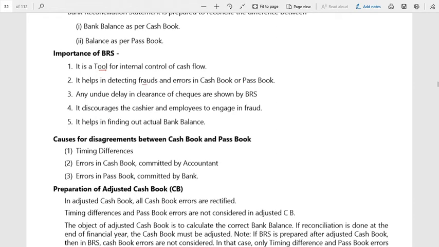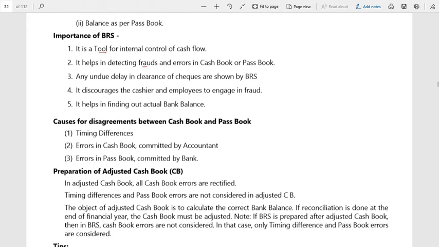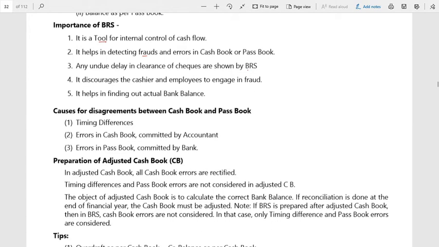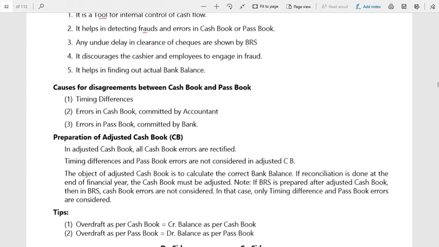It helps to detect frauds and errors at the cash book and passbook level. Any undue delay in clearance of checks is shown by BRS, so if any uncleared checks are there, we can detect that. It discourages the cashier and employees from engaging in fraud, obviously, because when we have the reconciliation statement as per bank and cash, we can detect if any fraud occurred. It helps in finding the actual bank balance, because we can bring the timing errors to notice, so we can easily clear it.